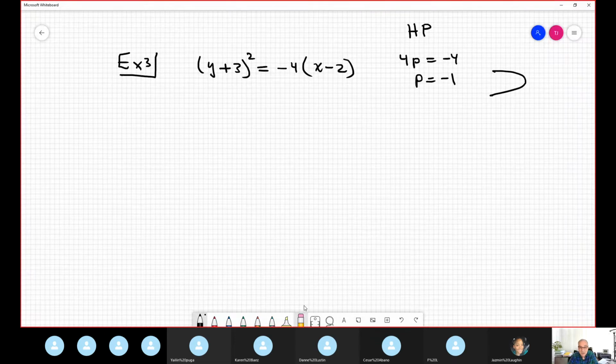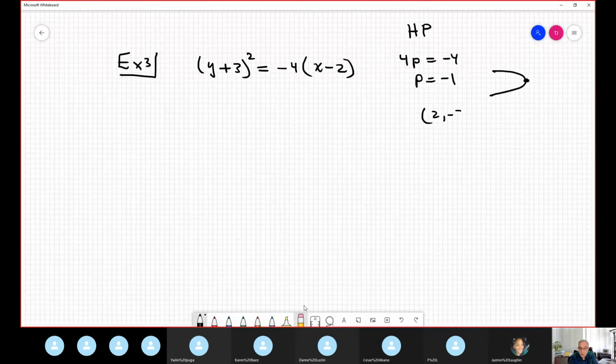Okay? And also you can see now that the vertex, that point, is located at the point. Look at h and k. At the point (2, -3). This is the vertex.